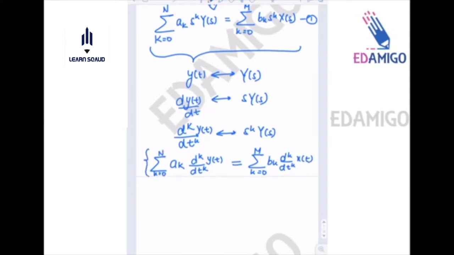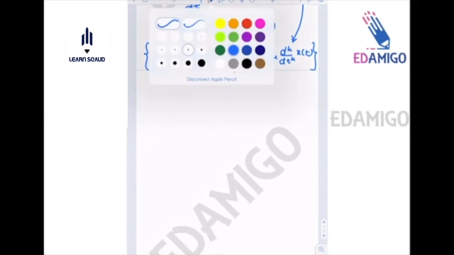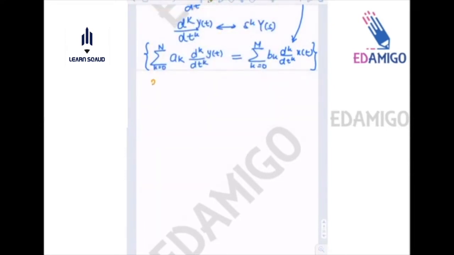Okay, so this is the time domain equation of the above equation. So this is the time domain. Now there are three methods to do the conversion. We'll be studying all three methods to convert an analog filter into a digital filter.